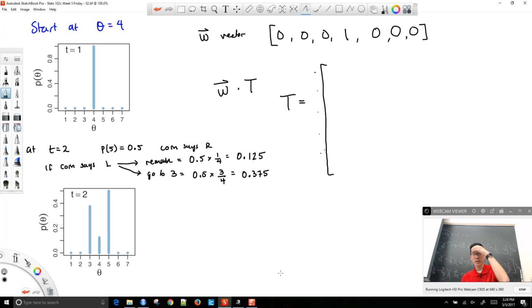Wait, hang on. Let me pause. Okay, the transition matrix. Let me back up here. Okay, so the transition T matrix. Each coordinate, the row represents your current position, and the column represents your next position.